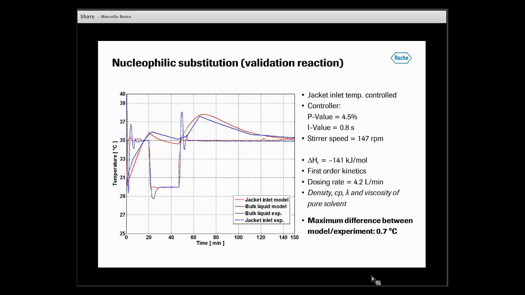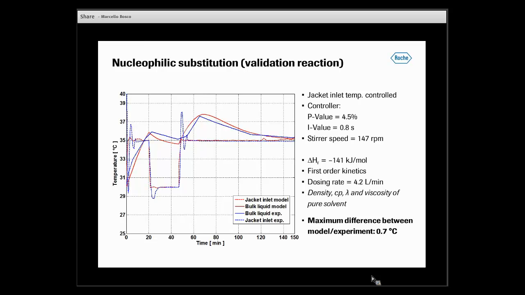So now we come to a reaction, which reaction was done, and afterwards we read out the data, do the simulation, and make a comparison between the model and the experiment itself. In this case, we look at nucleophilic substitution. It's somehow a validation reaction that we are using. We see in blue is the experiment, and in red is the model.